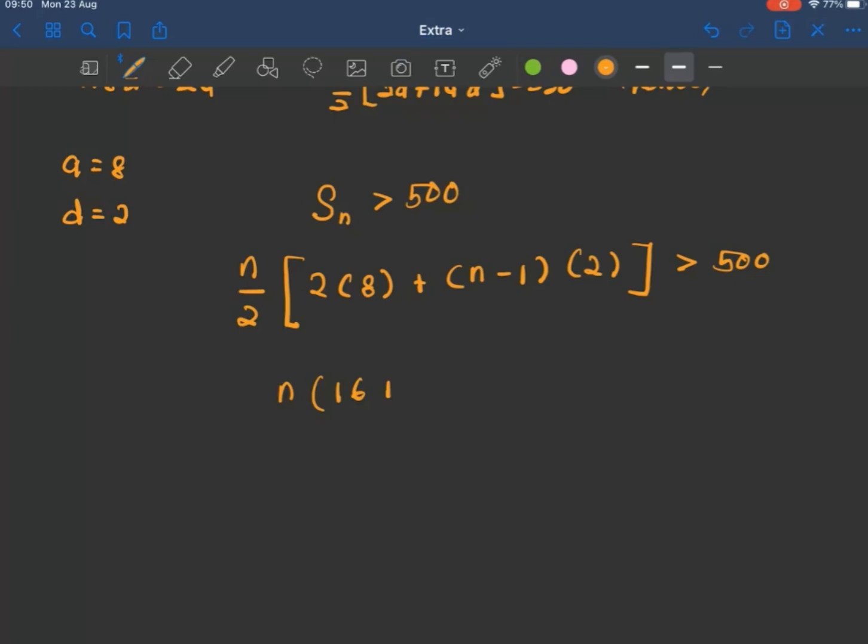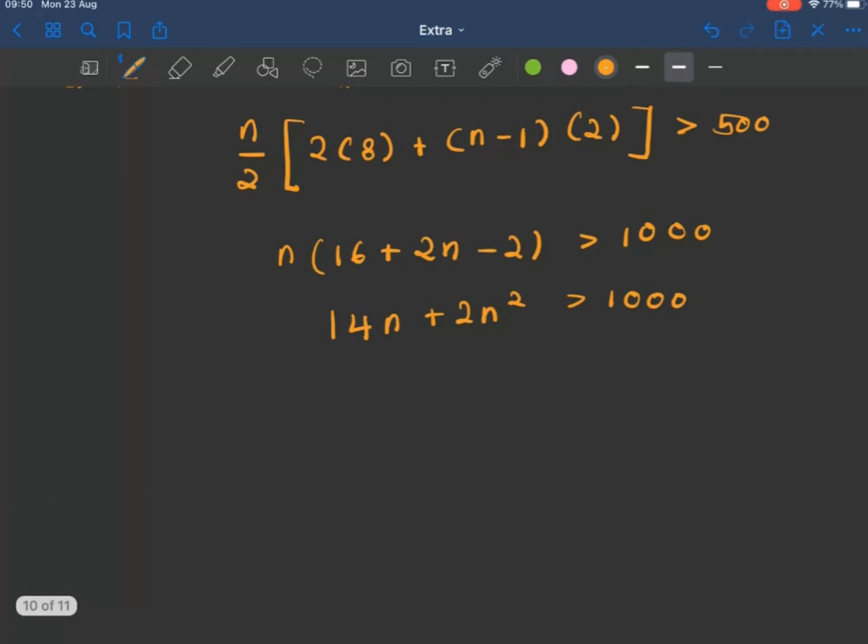n(16 + 2n - 2) > 1000. 16 minus 2, we will get 40n plus 2n square greater than 1000. And then we are going to end up with n square plus 7n minus 500 greater than 1000.